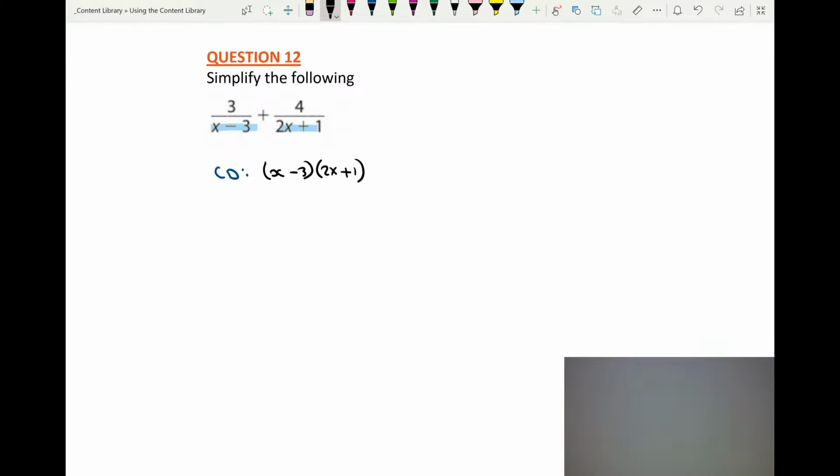So that's my common denominator, the number on the bottom. I then rewrite my two fractions. So I'm just writing out my fractions here again, and I'm putting them over my common denominator, x minus 3, 2x plus 1. I then put back in my 3 on the top, and I put back in my 4.